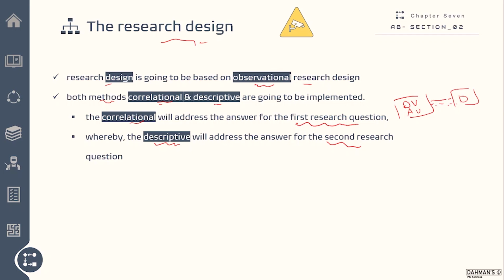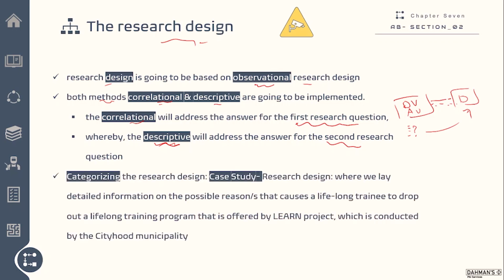In the second research question, we said that if we have established those number of variables, will they be predictive for the problem? And that's why the descriptive method of research design will help us to actually come up with an answer. Next thing, we want to discuss categorizing the research design.